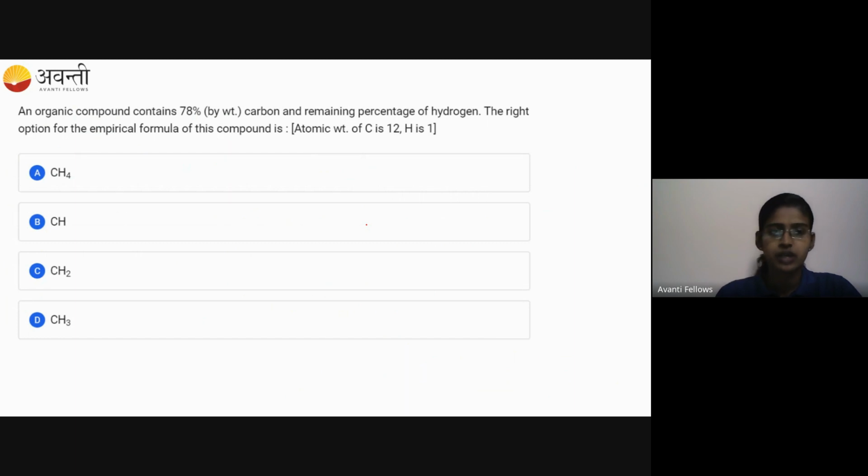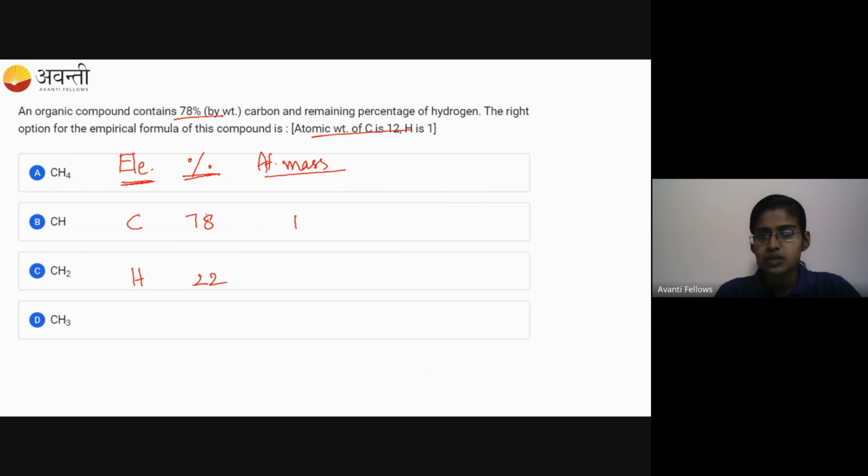So first what we have to do? First we have to write the elements given in the question, right? What are the elements? Carbon and hydrogen. Then we have to write the percentage composition. So the carbon percentage is 78 and the remaining is hydrogen. So 100 minus 78, it will be 22. 22% is hydrogen. And then we have to take the atomic mass. Next column is atomic mass. The atomic mass of carbon is 12 and hydrogen is 1.